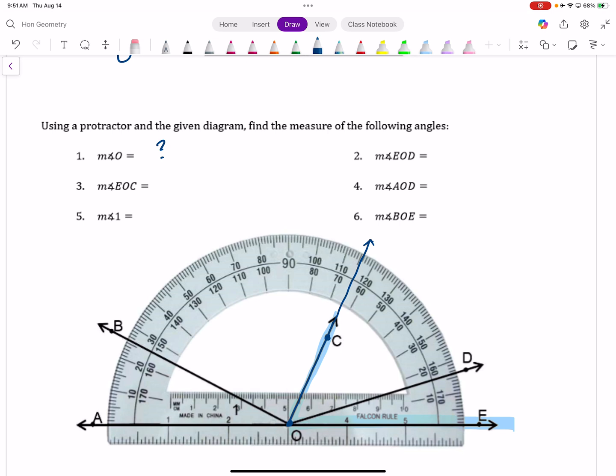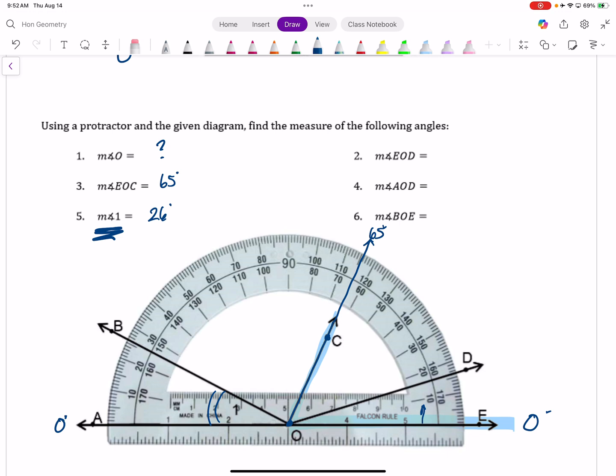Anyway, just extend it. So it looks like angle EOC. We're using this as the 0 degrees, so we're looking on the inside numbers. That's a 65 degree angle. Okay. Now angle 1, this is another really good way to label up angles and name angles, because that's obvious which angle that is. We're looking right here, and this is 0 degrees. We're on the outside numbers. What are we at? 26 degrees.